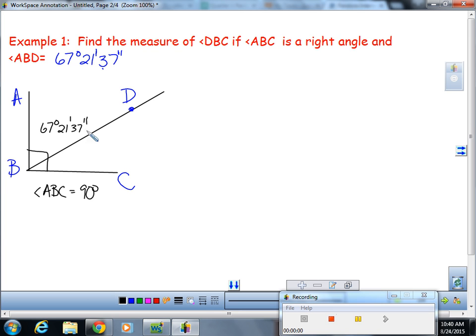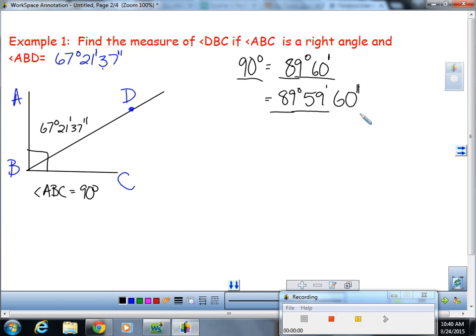So you've got to keep in mind, 90 degrees, well, that's the same thing as 89 degrees and 60 minutes. That would be like saying that if we were measuring time, 2 minutes is the same thing as 1 minute and 60 seconds, okay? So we could also write that as 89 degrees, 59 minutes, and 60 seconds. Okay, so you have to think all of these things are the same thing as 90 degrees. If you can remember that, this problem isn't too difficult.